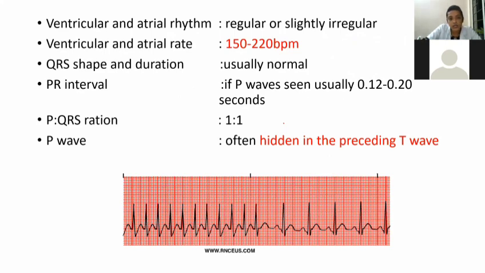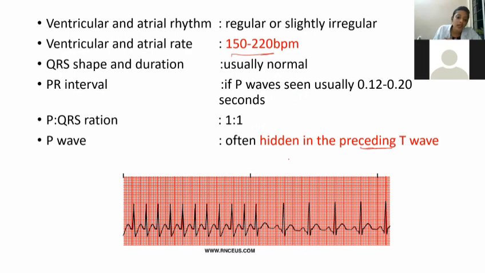So in SVT, PSVT, what is happening? Ventricular and atrial rhythm will be regular or slightly irregular, and ventricular and atrial rate will be 150 to 220 beats per minute. So tachycardia will be present. QRS shape and duration usually will be normal. PR interval will be normal. P to QRS ratio is also 1:1. For one P wave, there will be one QRS complex. Then the P wave is often hidden in the preceding T wave.